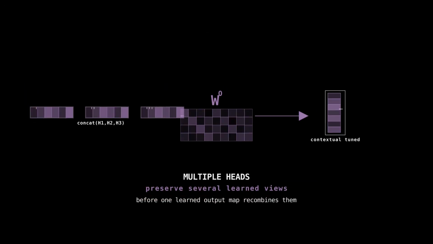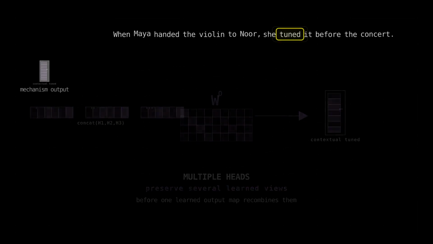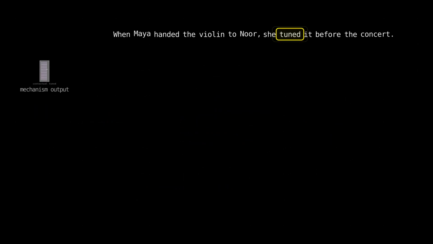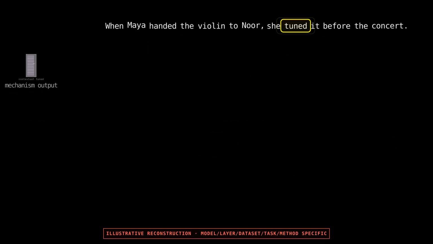That gives us the architectural answer to the title. Several routing patterns are useful because the layer can preserve several different mixtures long enough to combine them, instead of forcing every useful relationship through one set of weights. But a clean architecture diagram can tempt us into a false story about what the heads learn. Training never hands out job descriptions.